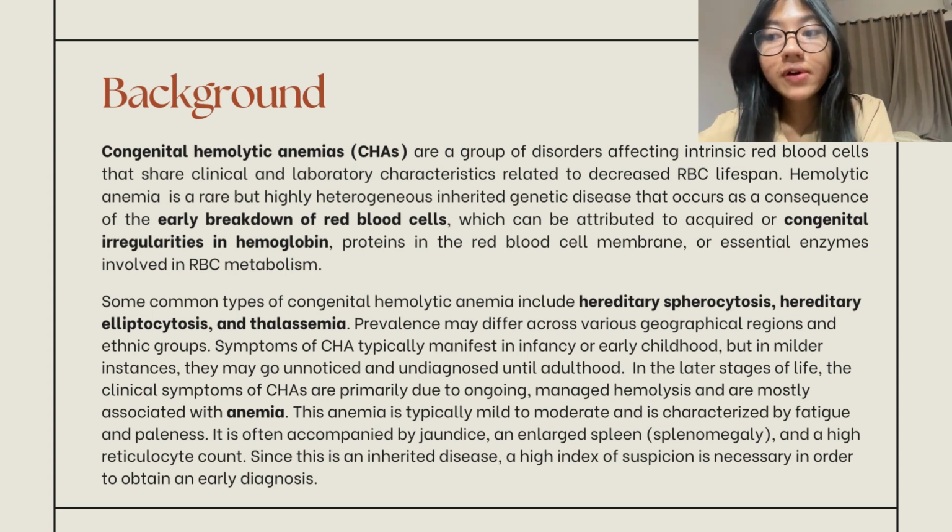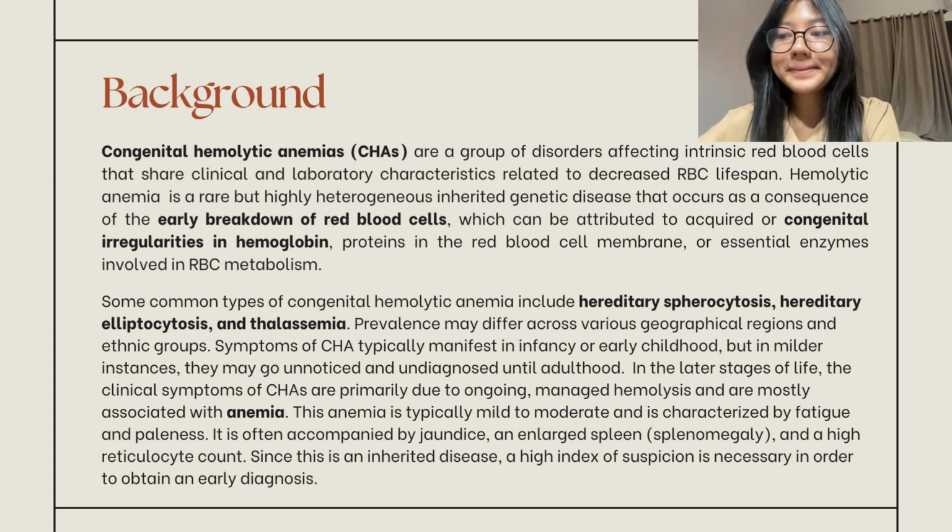In the later stages of life, the clinical symptoms of congenital hemolytic anemia are primarily due to ongoing managed hemolysis and are mostly associated with anemia. This anemia is typically mild to moderate and is characterized by fatigue and paleness. It is often accompanied by jaundice, an enlarged spleen or splenomegaly, and a high reticulocyte count. Since this is an inherited disease, a high index of suspicion is necessary in order to obtain an early diagnosis.